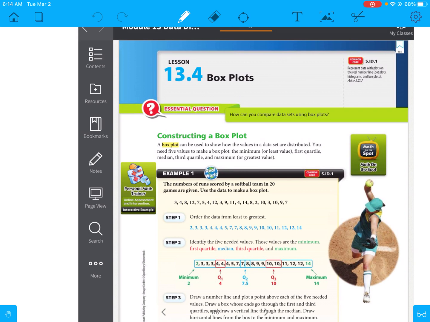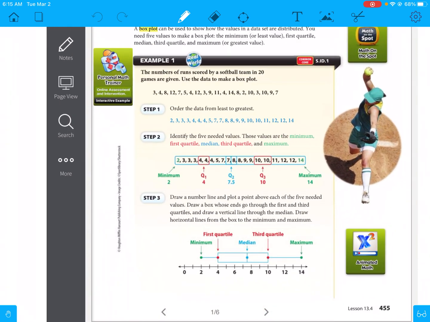We're going to be talking about box plots. To construct a box plot, you're going to need five pieces of data. You need your minimum, which is the smallest number, and your maximum, which is your largest number. Your median, which is also called the second quartile, is right in the middle. Then you'll need your first quartile and your third quartile, which you all know how to find already.